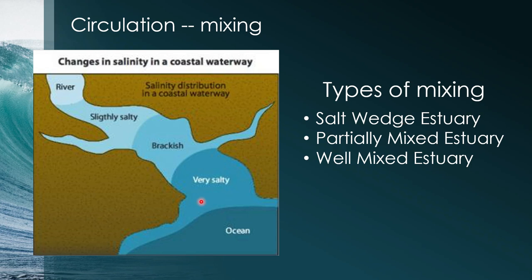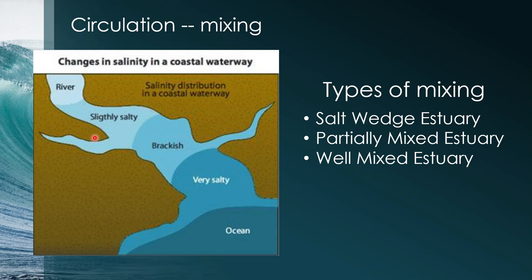So a general idea of how salt water and fresh water mixes, we have a river up here. This is the source of our fresh water. And we have the ocean down here. This is the source of our salt water. And then in between, we have different levels of salinity, where we have slightly salty water, brackish water, or very salty water. All right, and we can have all this stuff in here.